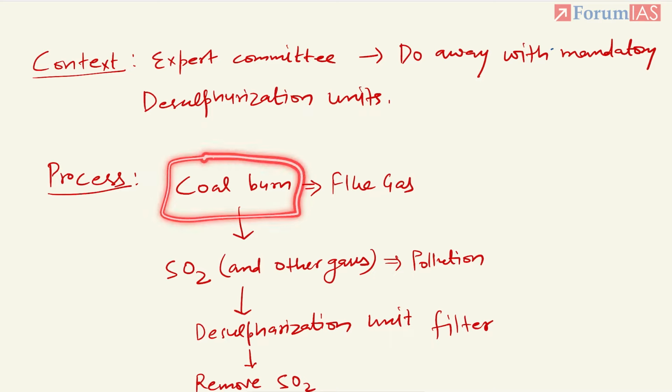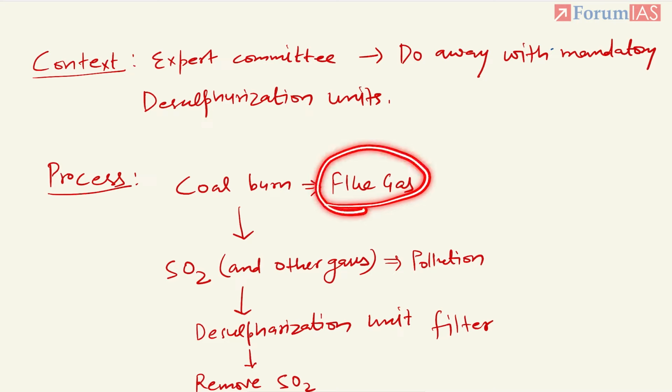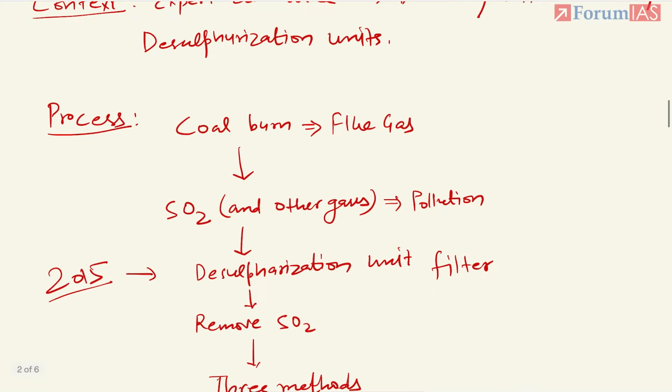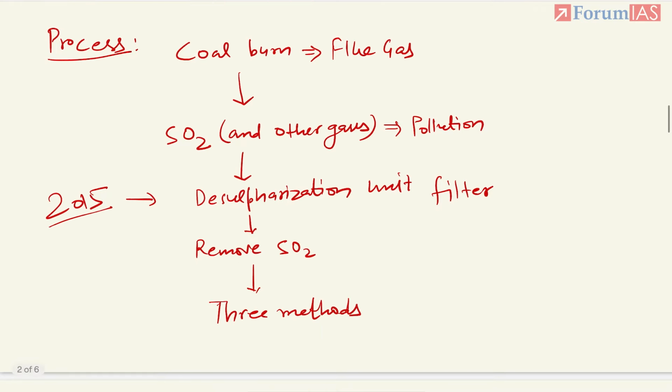Coal is burned to produce electricity in thermal power plants. Then from this, flue gas is released, which contains many gases including SO2. SO2 causes pollution. It's a greenhouse gas. So in order to remove SO2, the government came up with a notification in 2015 that a desulfurization unit has to be put in place at all thermal power plants in the country to remove sulfur dioxide. It was a good step. So let's see why this committee has recommended to remove it.